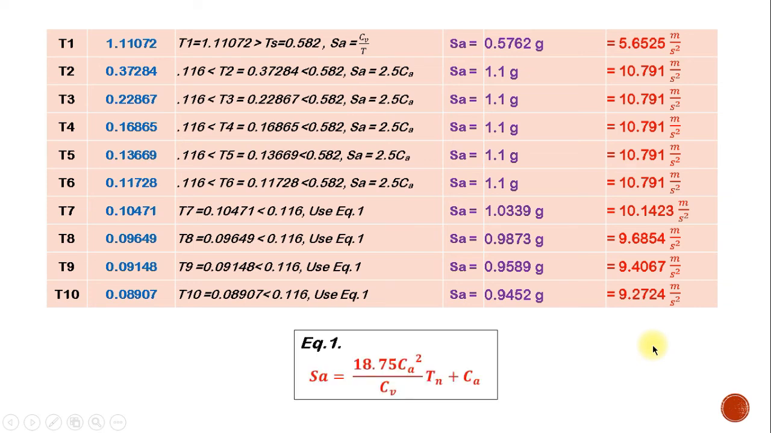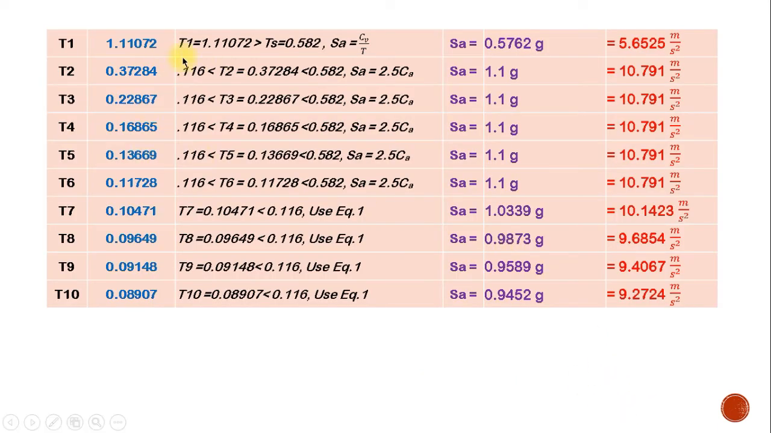So, this is the overall computation of ating spectral acceleration for T1. Since yung T1 natin na 1.11072 is greater than our TS, which is equals to 0.582.